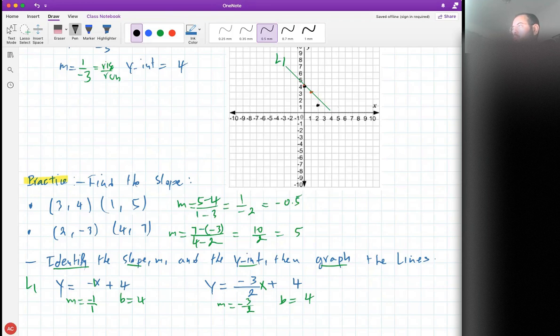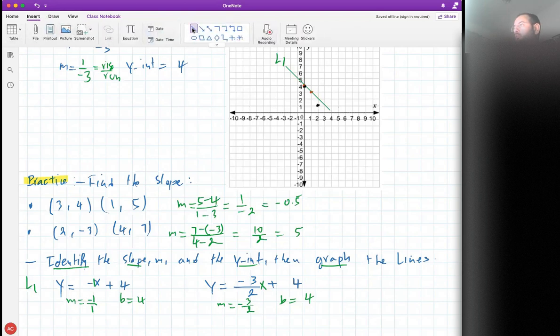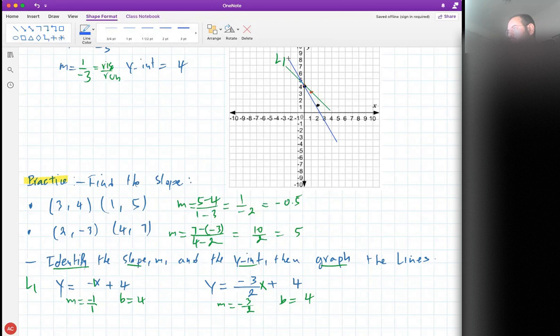So we have 2 points. Start from here, go down, then to the right. That's our second point. Let's do that with a different color. You don't have to do them on the same graph, but I just wanted to keep everything on one screen. So it has to go through the 2 dots on one line. So this is line 2.